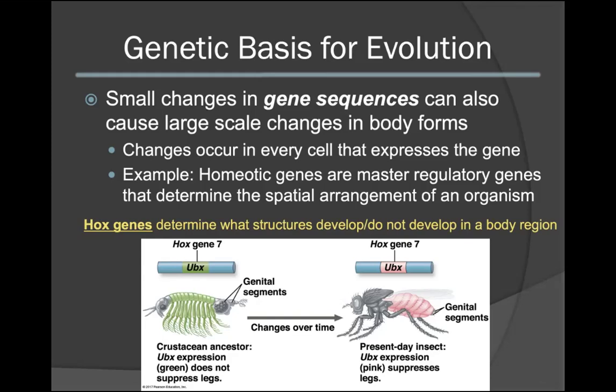Here in the diagram below, we can see how a small change in the gene sequence completely changes the functionality of that gene. Hox gene 7 in crustacean ancestors, when expressed, does not suppress legs. As a result, we see the formation of legs on many of the body segments. However, due to changes over time within the gene sequence, in present-day insects the expression of the Hox gene causes the suppression of legs. This is commonly seen in the development of the abdominal region, where we do not have the presence of legs. Legs are restricted to the thorax region.